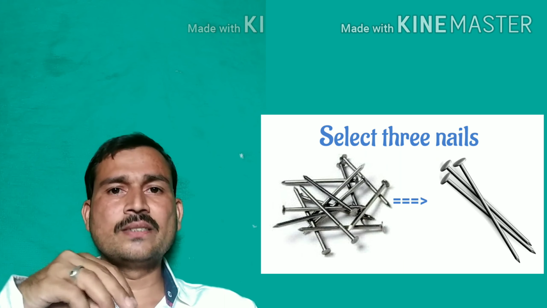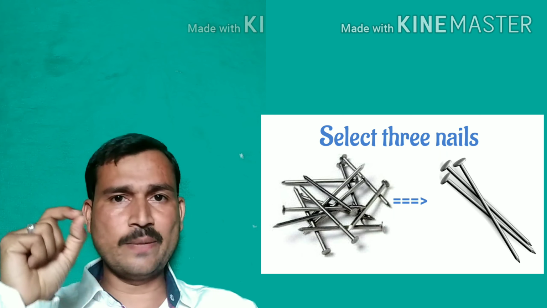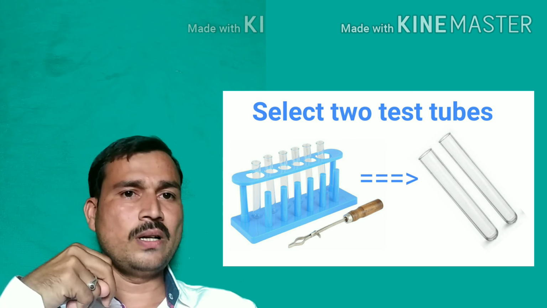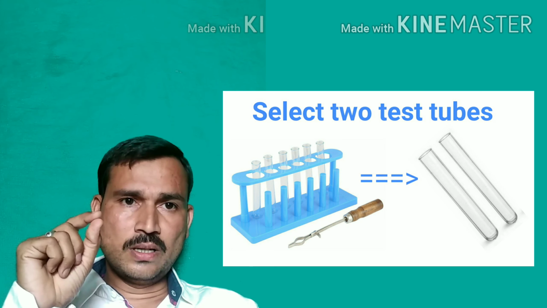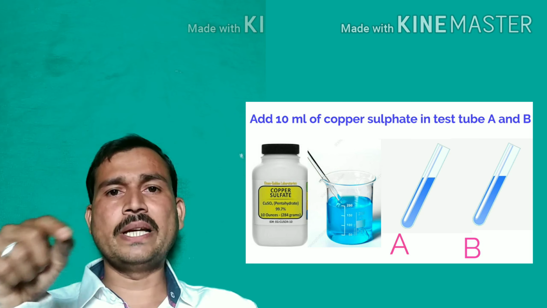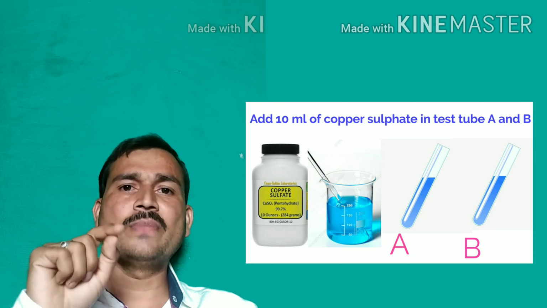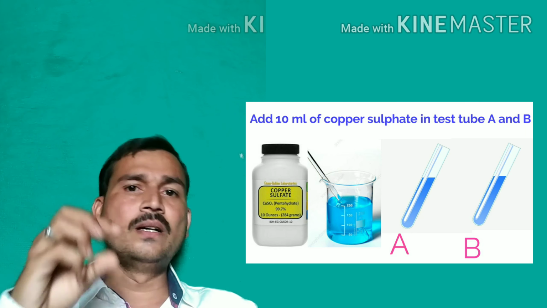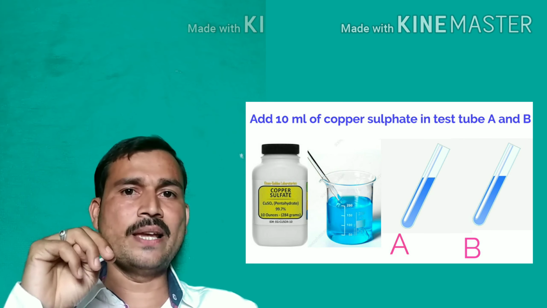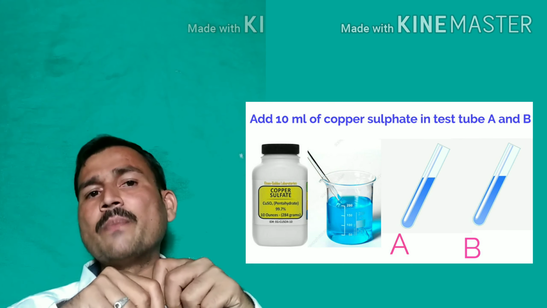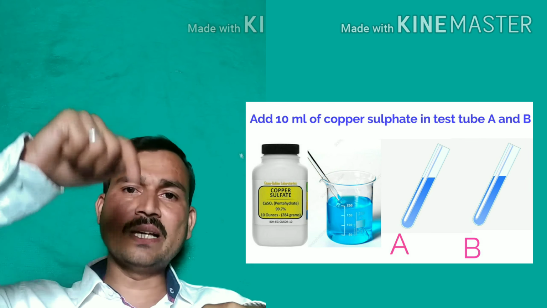Take 3 iron nails, polish them with the help of sandpaper. Then take 2 test tubes. Fill 10 ml of copper sulfate in the test tubes and label them A and B. Take 2 iron nails out of 3 and tie them with the help of thread and immerse them carefully in test tube B, which contains 10 ml of copper sulfate, and keep them undisturbed for up to 20 minutes.